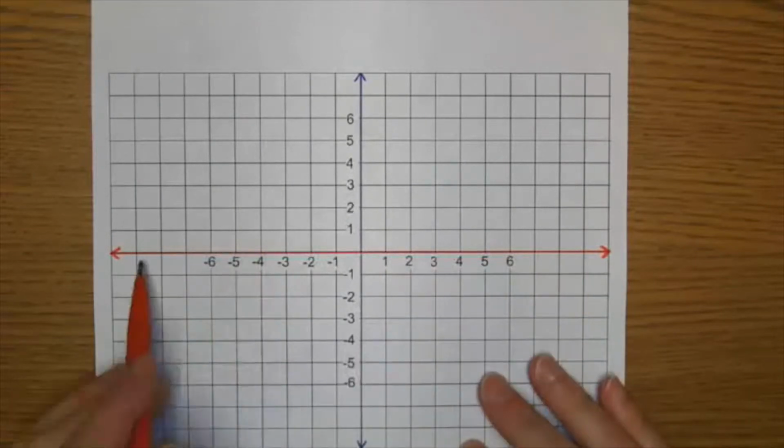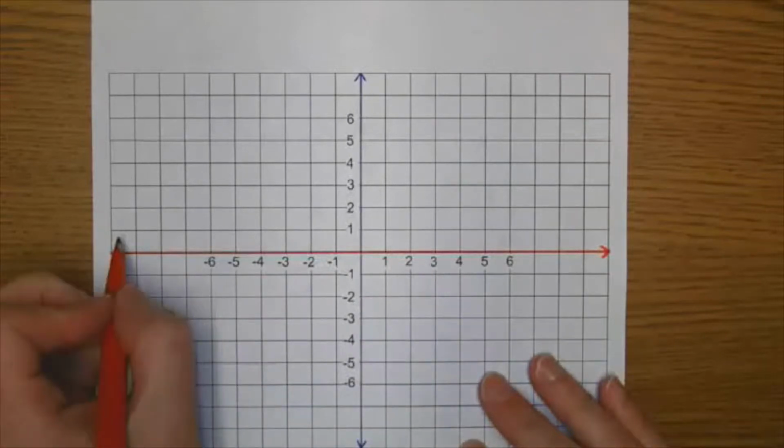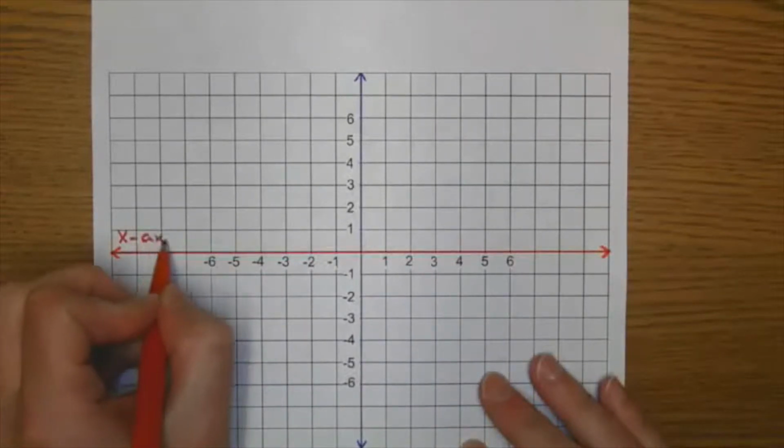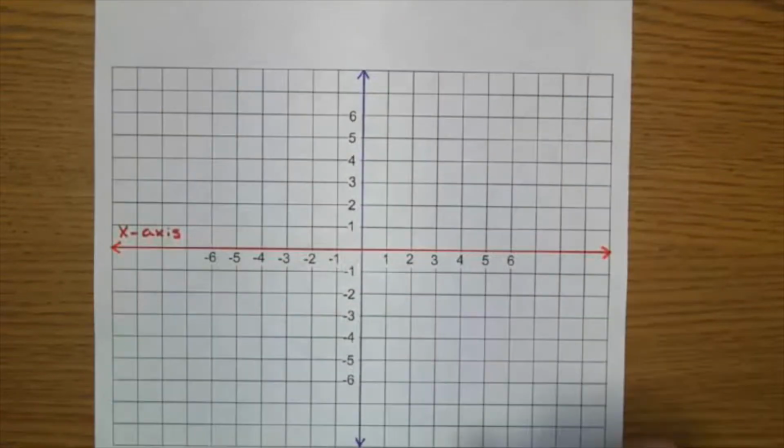So the red axis right here, this is the x-axis. This is our horizontal number line, the x-axis. The vertical number line in blue is referred to as our y-axis.